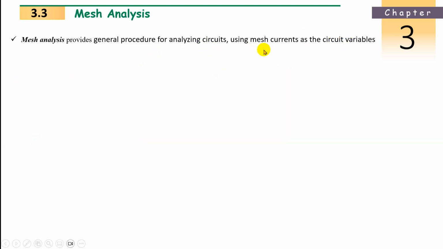In the previous topic, we used node voltages for node analysis. Here in mesh analysis, we need mesh currents. So we need a loop current generally. Mesh means loop currents.